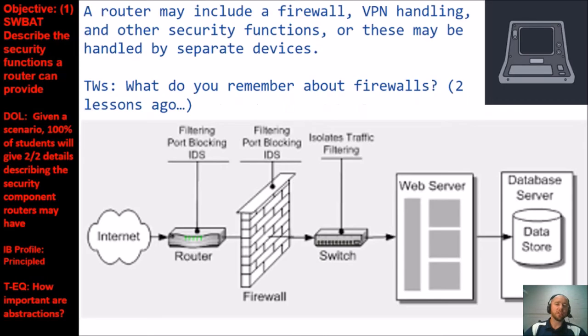Well, let me tell you a little bit more about routers so you can maybe make a more informed decision. It says a router may include a firewall, VPN handling, and other security functions, or these may be handled by separate devices. So your think right here is, what do you remember about firewalls? That was about 2 lessons ago.